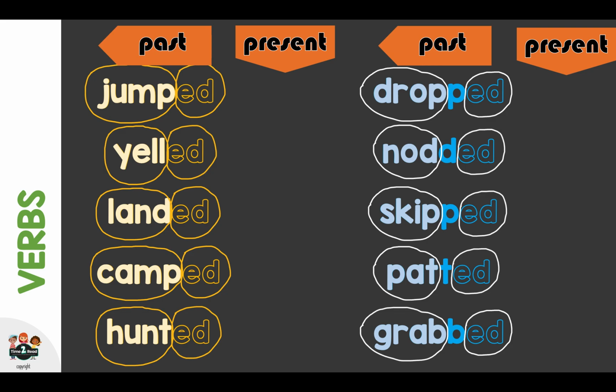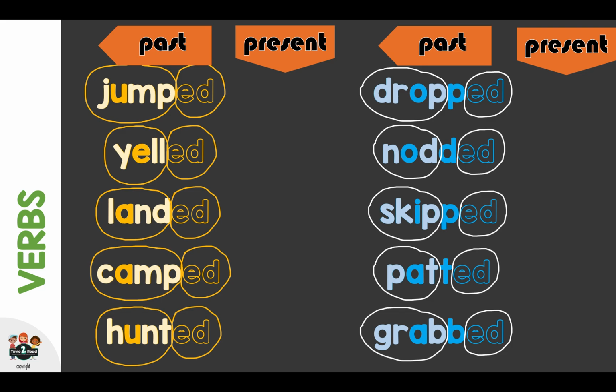Let us look at the yellow verbs more carefully. The vowel is a short vowel in each verb. A, e, a, and a. Let's see what vowel we have in the blue verbs. O, i, a. So both yellow and blue verbs have a short vowel.